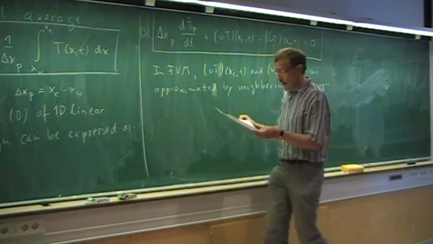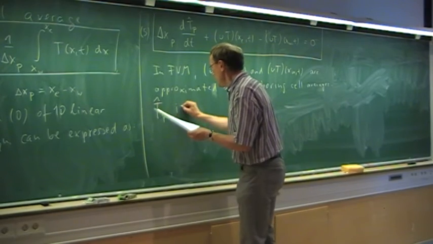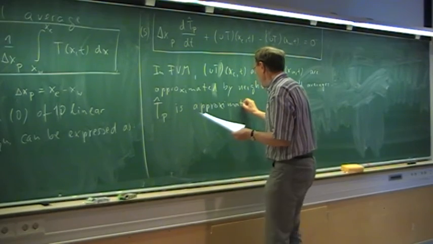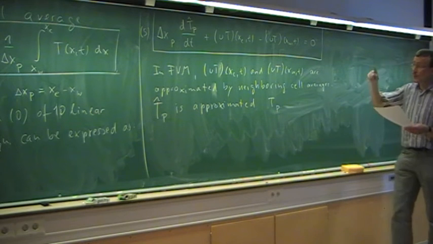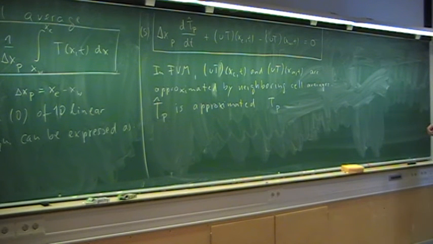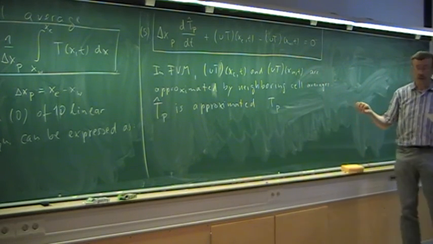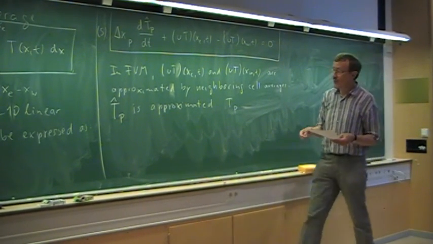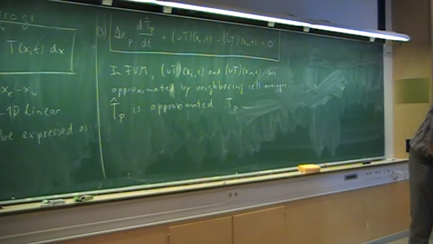And so the T hat P is therefore, in the finite volume method, approximated by what we denote by simply TP. So we skip the hat for indicating the exact cell average, because when we do these approximations, we have to approximate that. And then we can only do that when we approximate the cell averages. Okay.